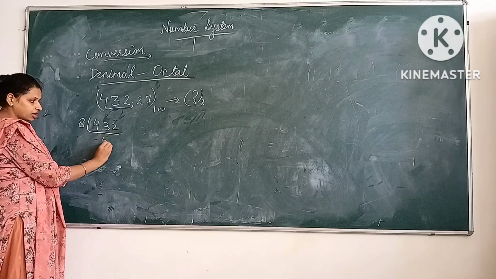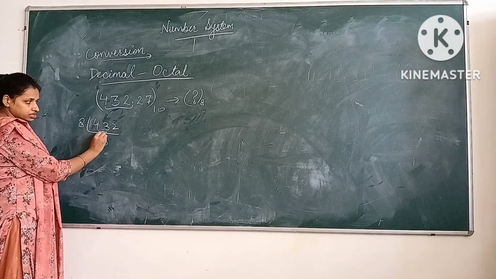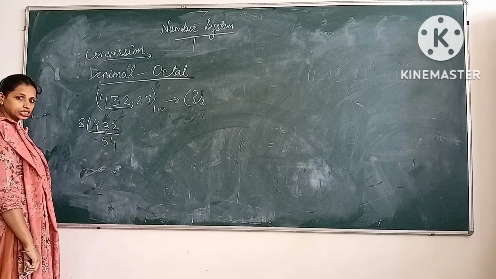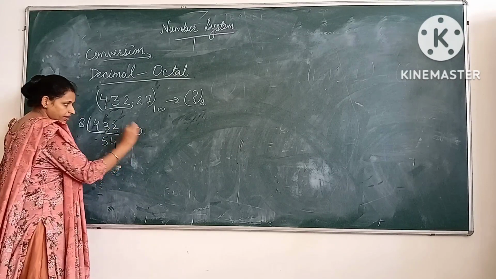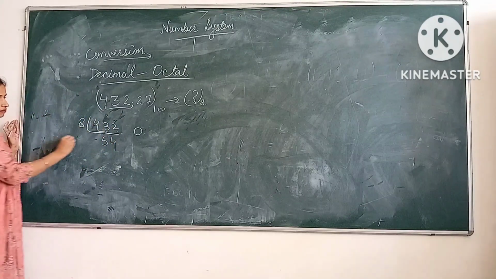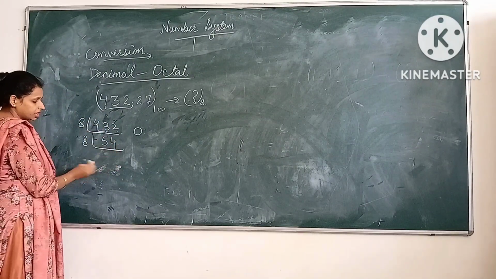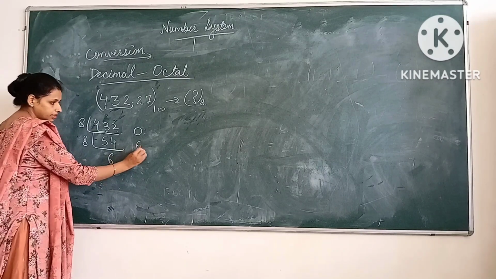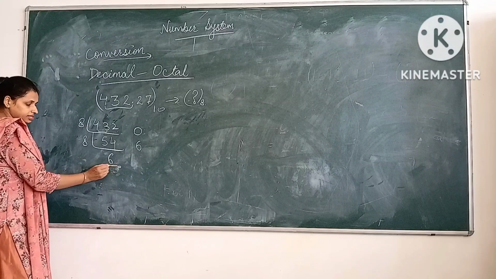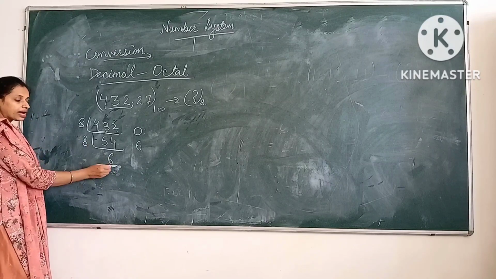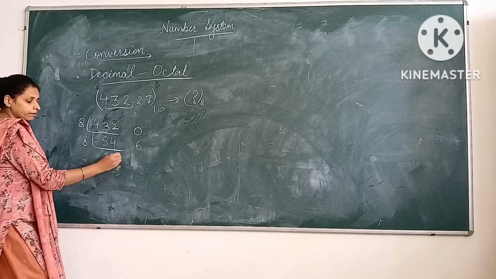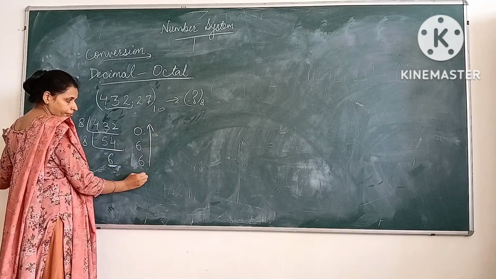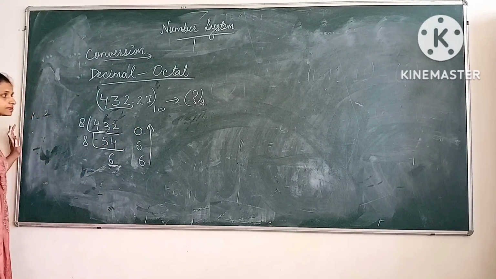So 8 5s are 40. 3 is remaining. Then 3 2s are 32, 8 4s are 32. The remainder is 0. Then again divide by 8. 8 6s are 48. Remainder 6. Now this 6 is smaller than 8, so we can't divide it by 8, but we have to put this 6 in the answer. Our answer is from bottom to top.